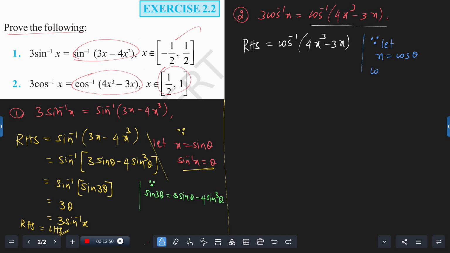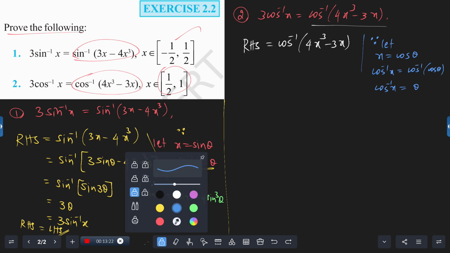What about theta then? Cos inverse x. When you apply inverse on both sides, see this step: cos inverse x is equal to cos inverse of cos theta. So cos inverse cos theta you can write as theta, so that you will be getting cos inverse x equal to theta. The middle step I am not doing, directly I am writing cos inverse x equal to theta. Understand? Right, let's replace all those things here.